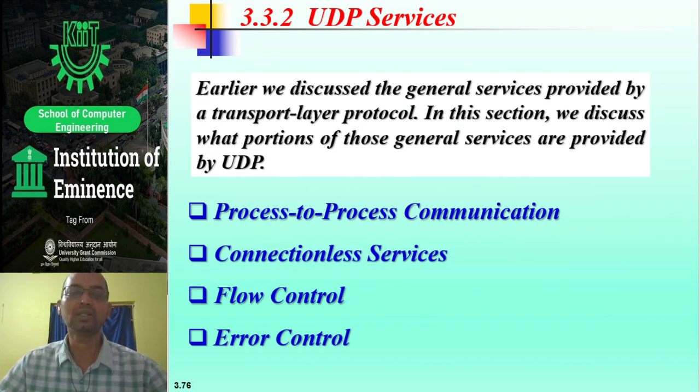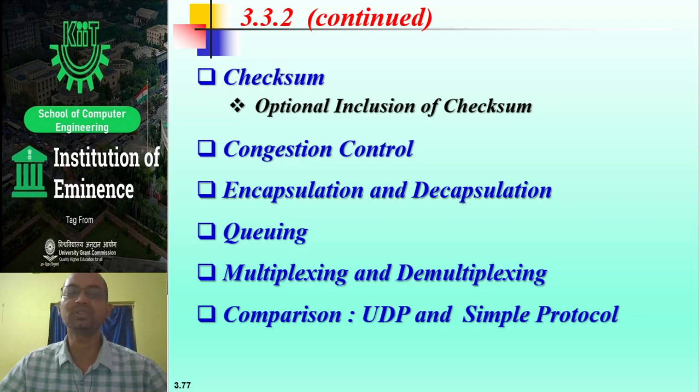Now, UDP services. We already discussed that UDP is used for connectionless services, where there is no need to establish a connection prior to transmitting the data. It supports process-to-process communication similar to TCP, but it has no flow and error control mechanism, or limited. In error control, checksum is supported, but not other features. There is no feature to support flow control. There is also no congestion control mechanism, since there is no information provided in the UDP header to keep the congestion information.